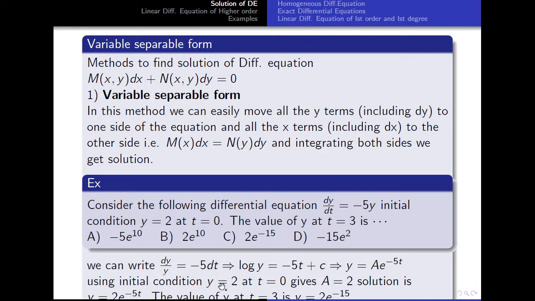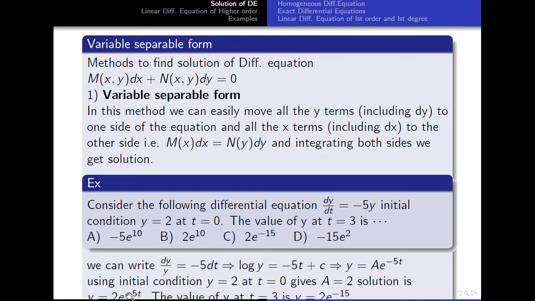Using this initial condition y is equal to 2 at t is equal to 0, we will get this value of a is equal to 2. Again here also if we put directly, then also we get this answer. Here we get a is equal to 2, and the solution is y is equal to 2 into e raised to power minus 5t.